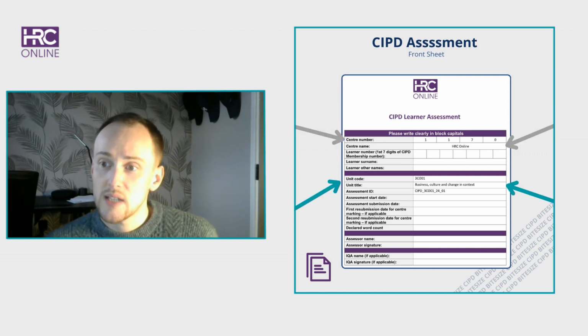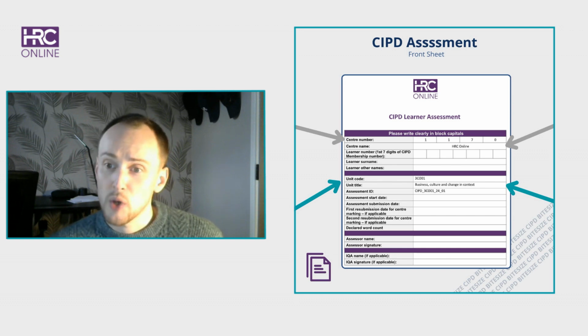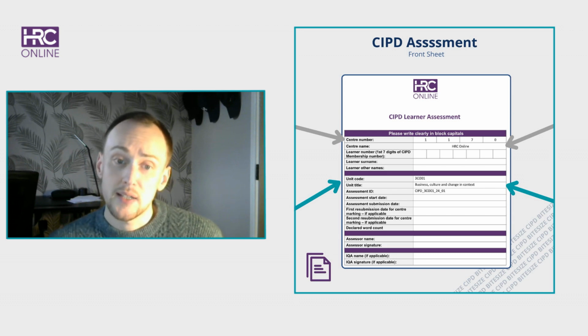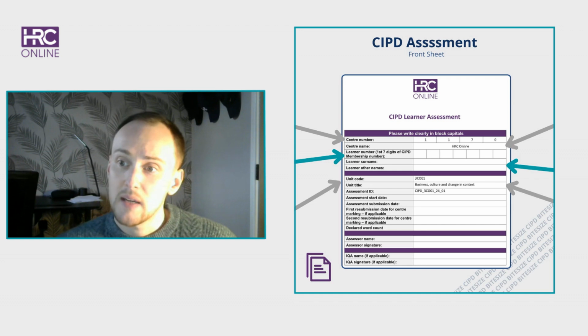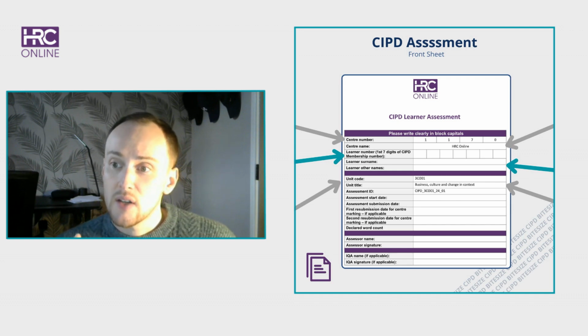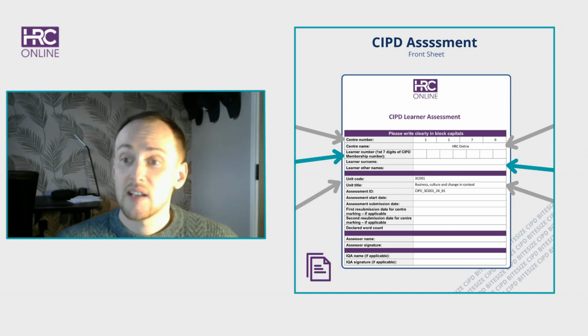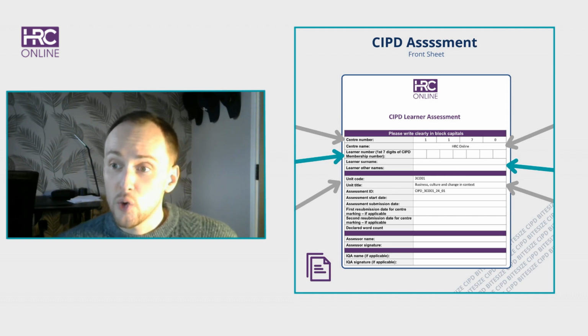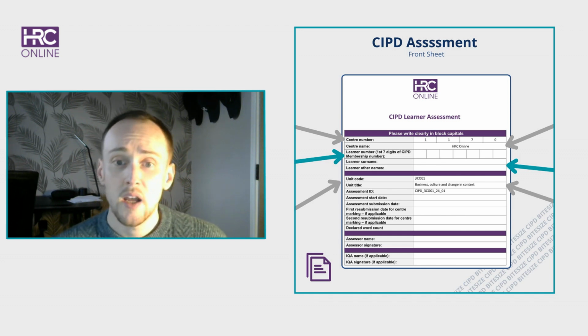Next, you've got the unit code, title, and assessment ID. If you're unaware of this, please just ask one of your assessors who can give you that information. It may be pre-populated already. And next, we have your CIPD membership number and name and surname. You need to pre-fill this information in. With your CIPD membership number, it's the first 7 digits. If you don't have a CIPD membership already, please contact your assessor for further guidance.